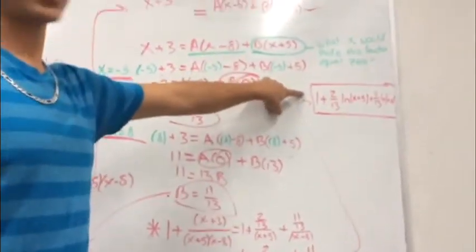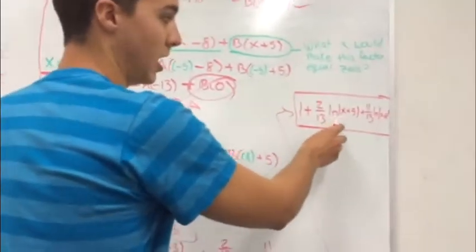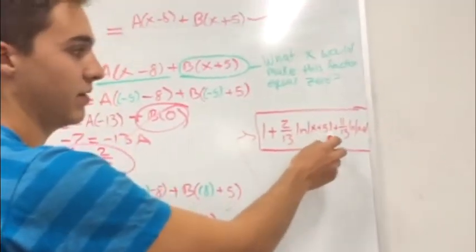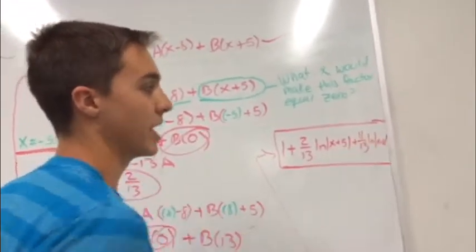And then in order to integrate that, we're going to be left with 1 plus 2 over 13 ln of the absolute value of x plus 5 plus 11 over 13 ln of the absolute value of x minus 8.